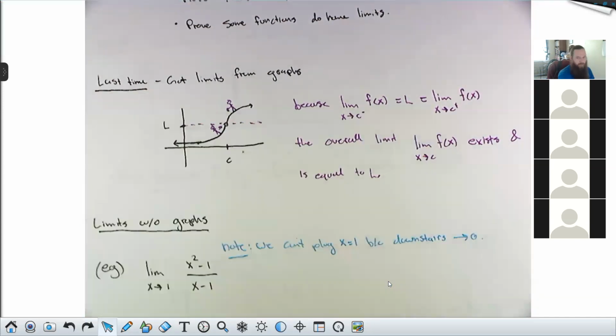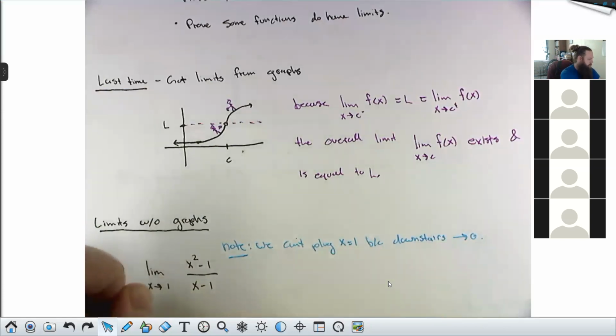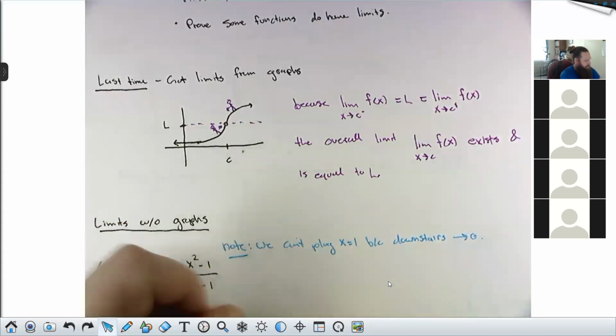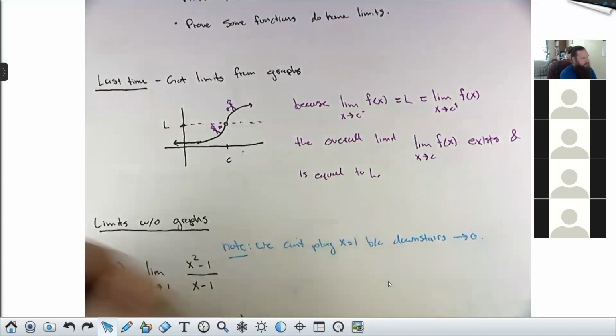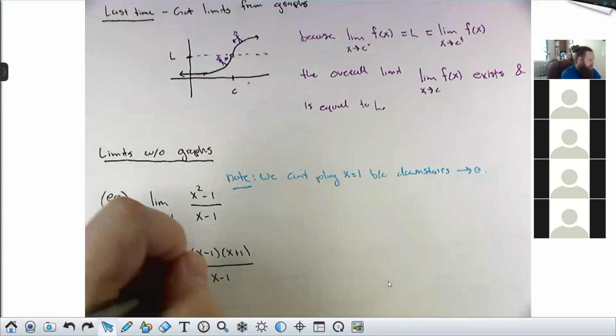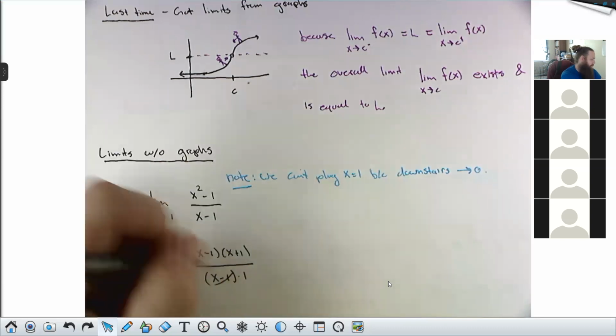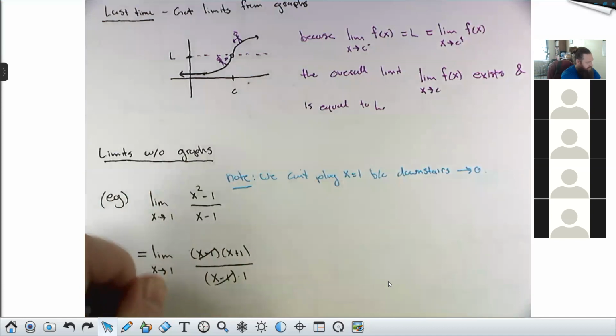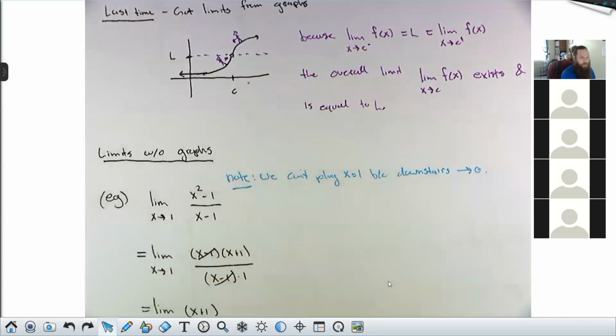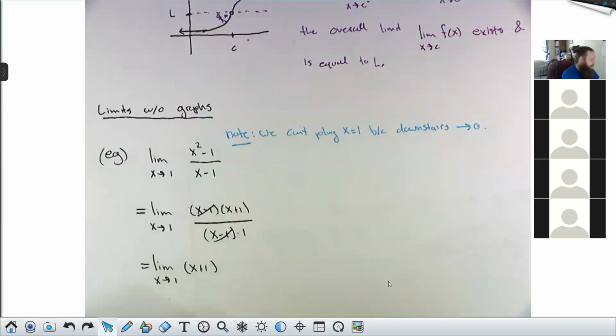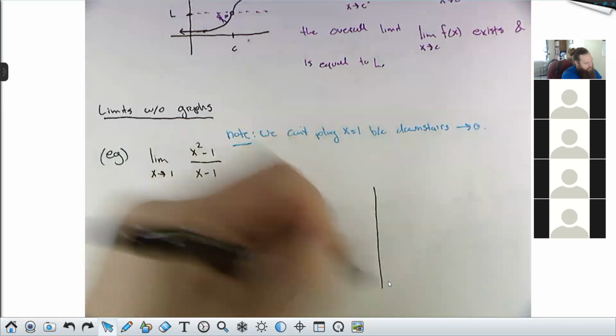Because the downstairs would become 0. But what I can do is a bit of algebra. If I factor the top, we can think of that bottom as x minus 1 times 1, and then cancel, cancel. And we get this, into which we can plug x equals 1. We just get 2.